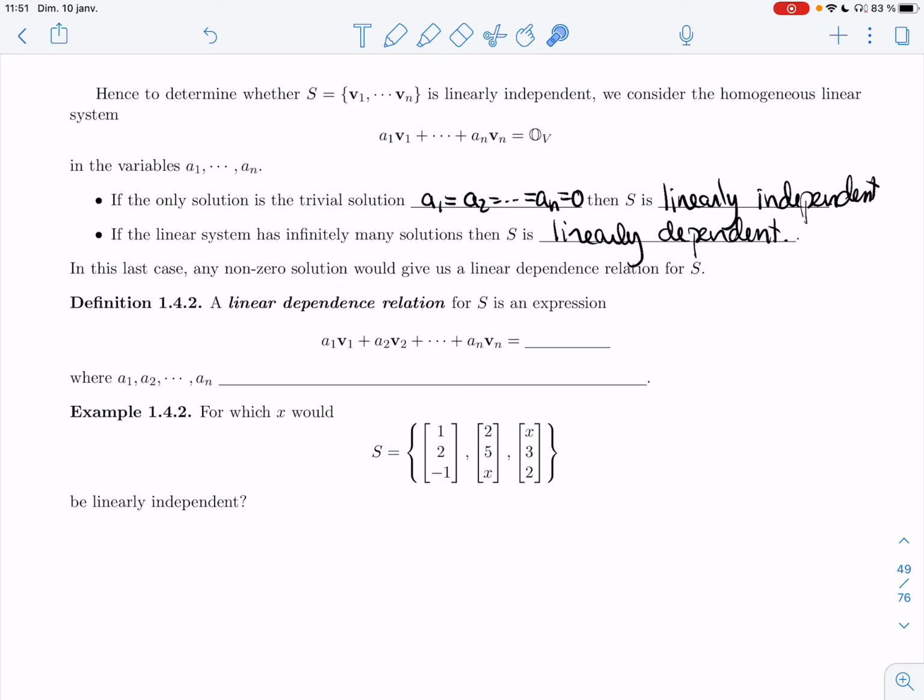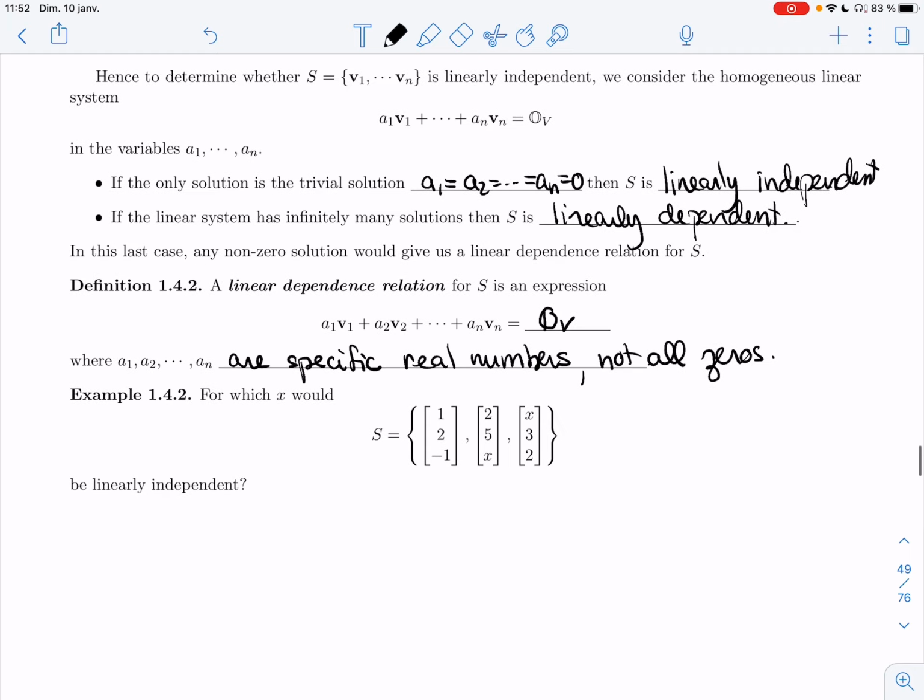So let's define that so we can use it. A linear dependence relation for S is an expression a1 v1 plus a2 v2 plus and so on plus an vn equals 0, where a1 through an are specific real numbers. So you need to choose them. You can't leave variables, you can't leave parameters. So our specific real numbers are not all zeros. You can't use the trivial solution to build a dependence relation because you would have that for any set you could possibly come up with.